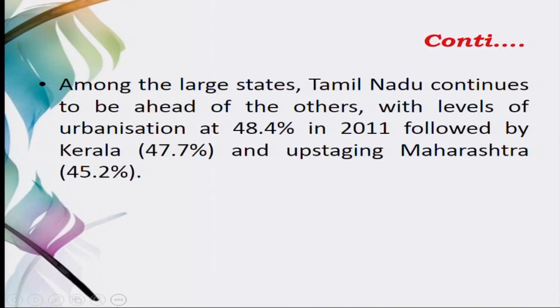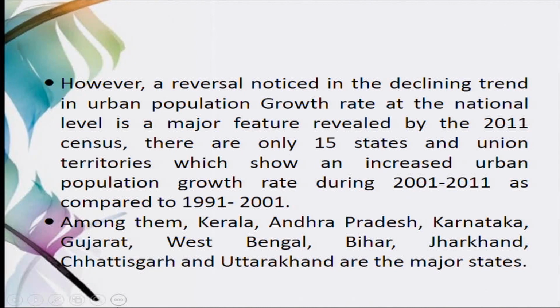Among the largest states, Tamil Nadu is one of the pioneer states with the highest levels of urbanization, nearly 48% in 2011, followed by Kerala at 47% and Maharashtra, which occupied the third position with 45% urban population. Among them, Kerala, Andhra Pradesh, Karnataka, Gujarat, West Bengal, Bihar, Jharkhand, Chhattisgarh and Uttarakhand are the major states sharing the major percentage of urban population in our country.